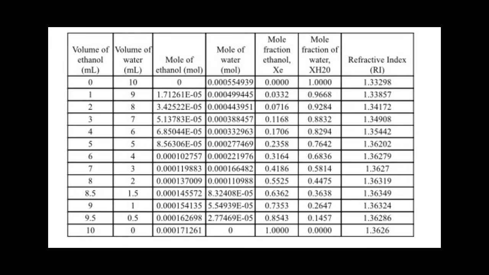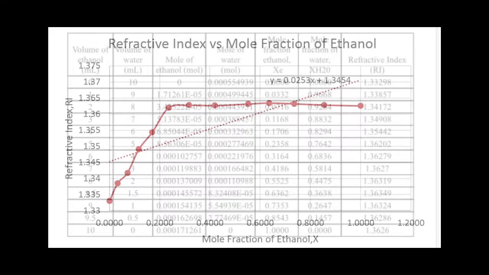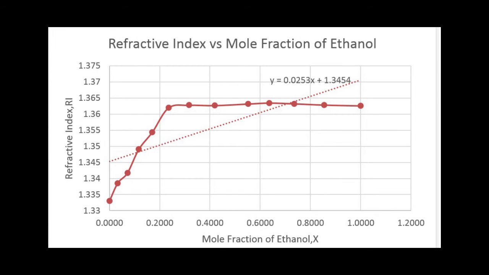Before we start our experiment, we have to prepare a calibration curve. In order for you to prepare a calibration curve, first you have to calculate the mole fraction of ethanol and water. Then, plot a graph of refractive index versus mole fraction of ethanol. This calibration curve will be further used to calculate the mole fraction of ethanol by plugging in the value of refractive index in the straight line equation, and you rearrange the equation to get the mole fraction, which is X.